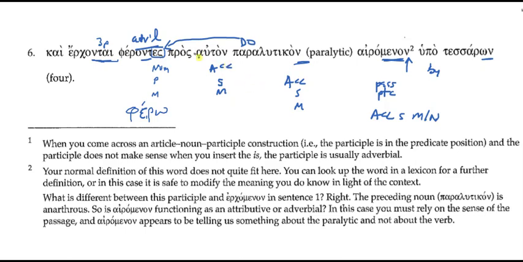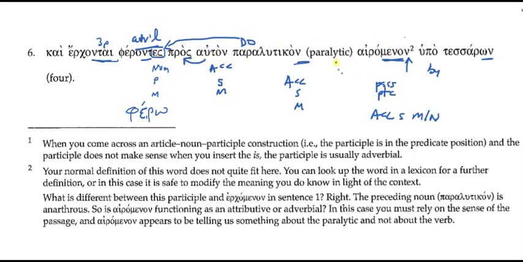That's right, because the preposition pros takes its object in the accusative case. But paralutikon is accusative not because a preposition requires it, but because it's the object of a participle, a verb. Okay? So carrying this direct object to this object of the preposition. Carrying a paralytic to him.